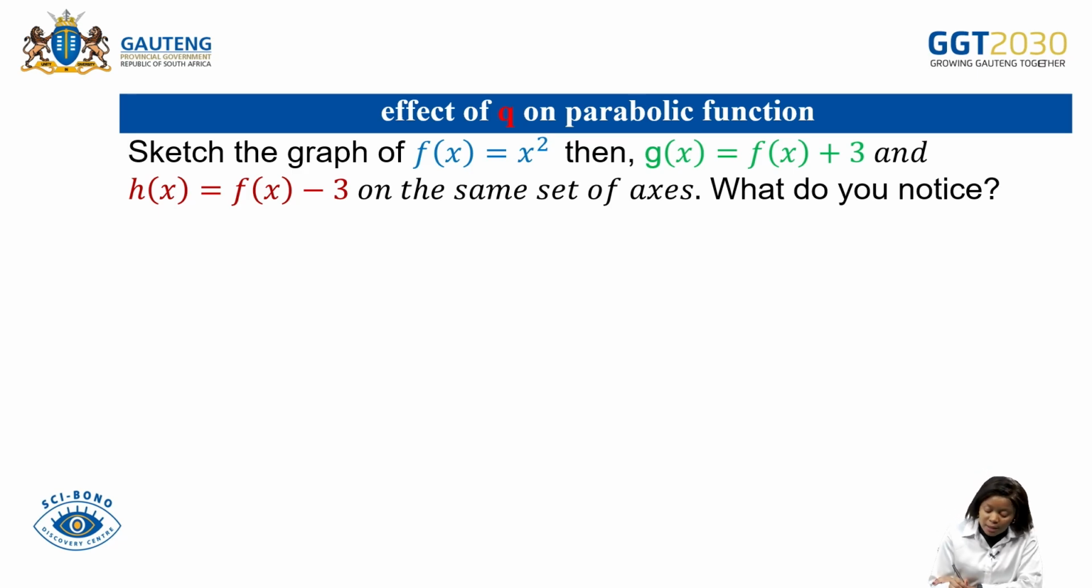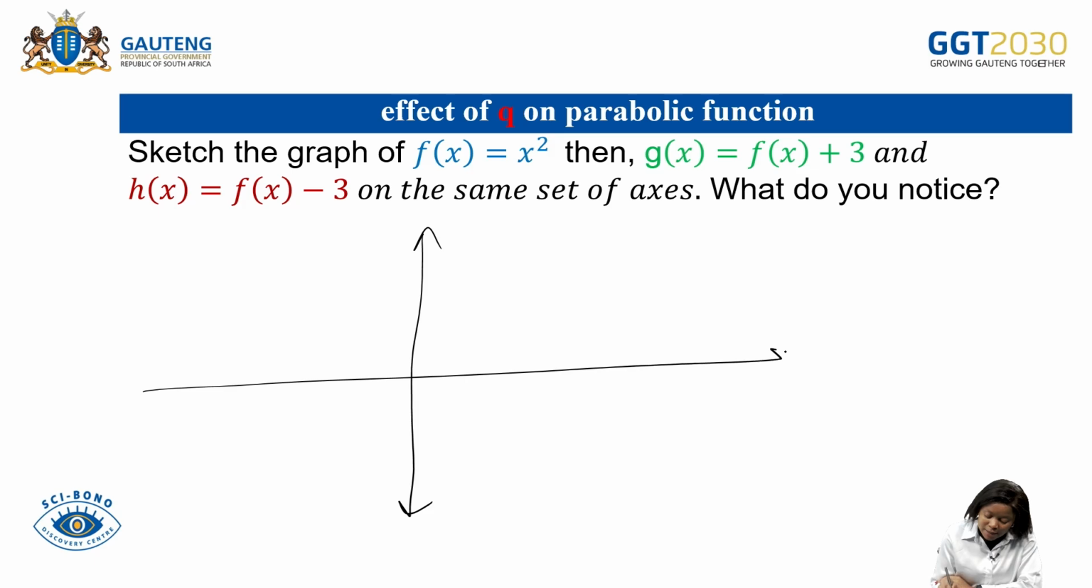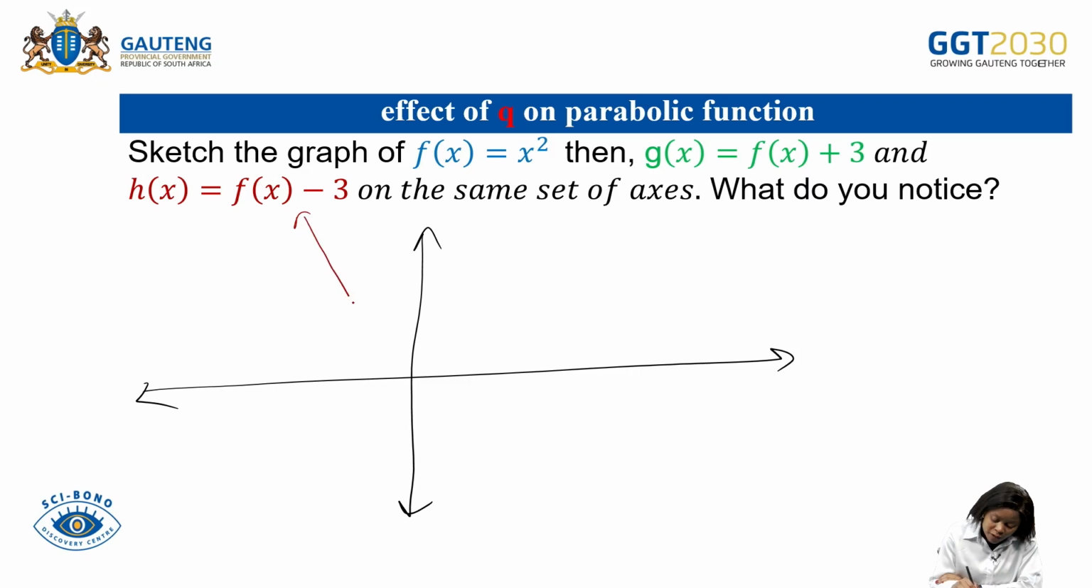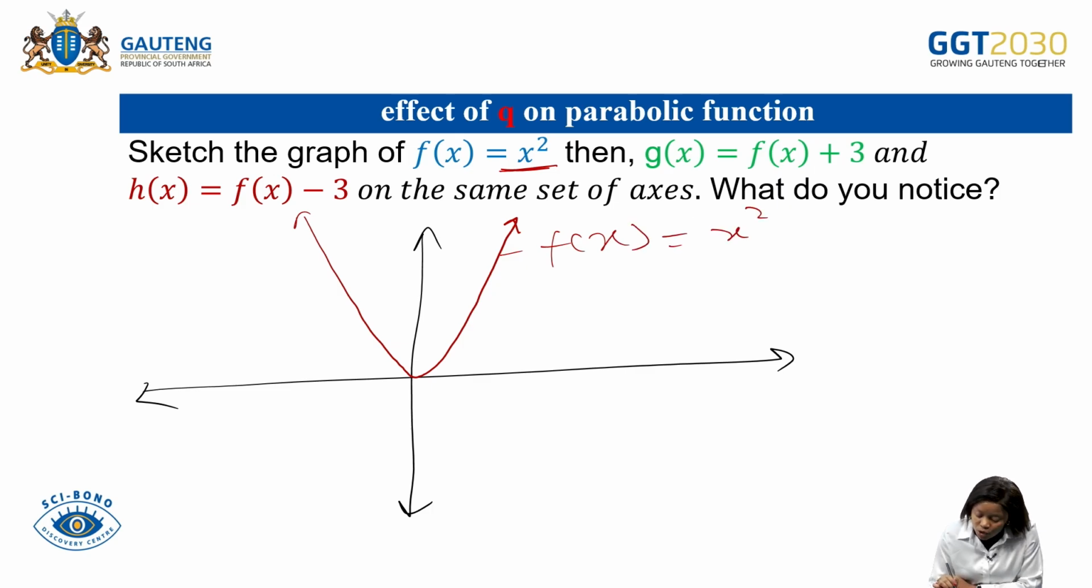Let's say you have that Cartesian plane. You have the graph of f of x equals x squared. This is the graph of f of x, the original graph. Then you have now g of x, the new graph, which is given by g of x equals f of x plus 3.